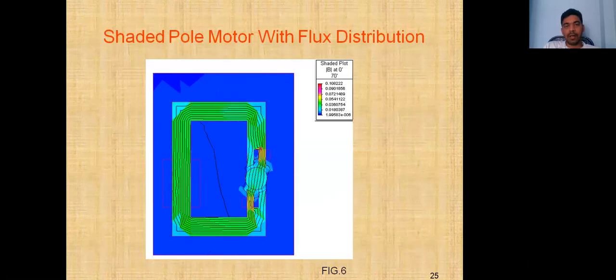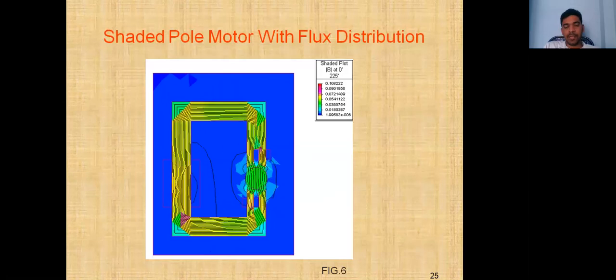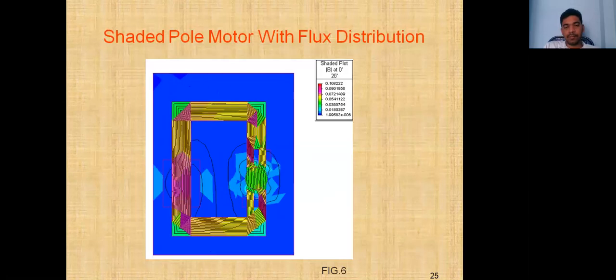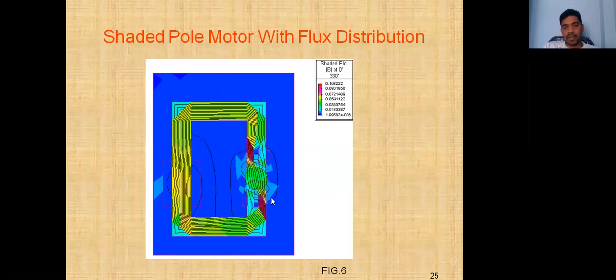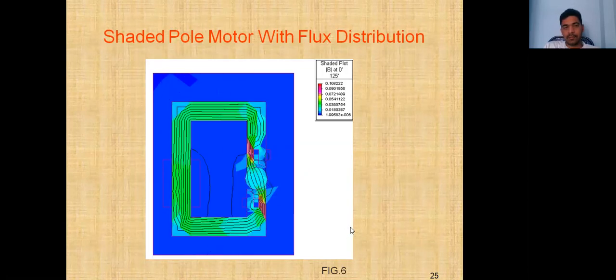Shaded pole motor with flux distribution shown here. Shaded bands are in opposite directions.